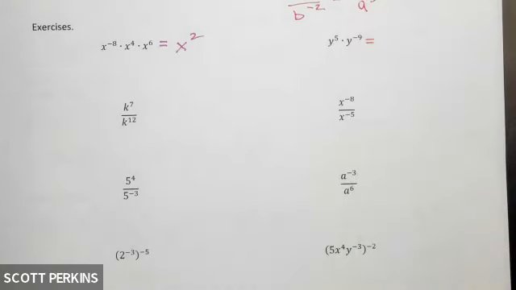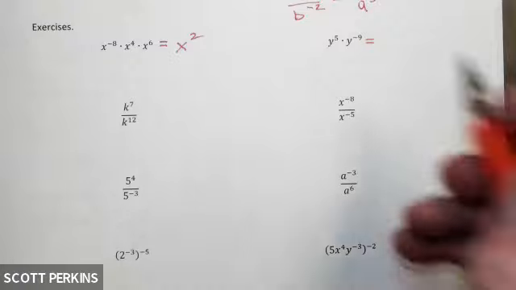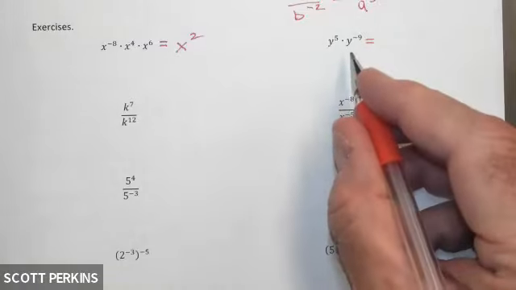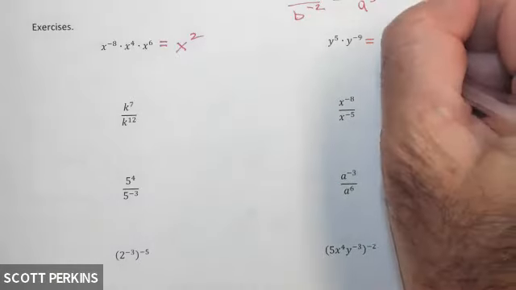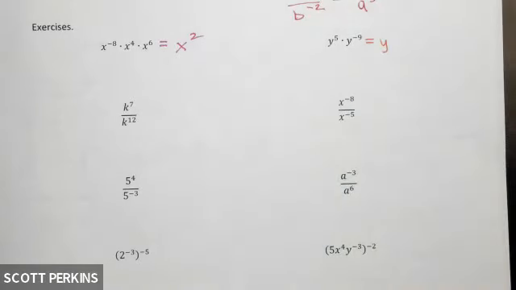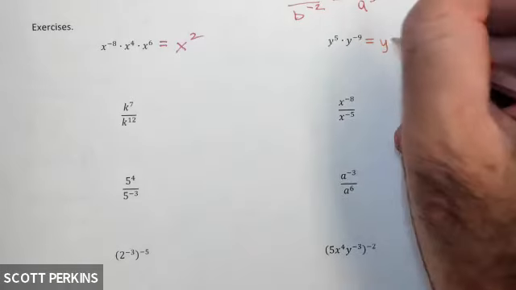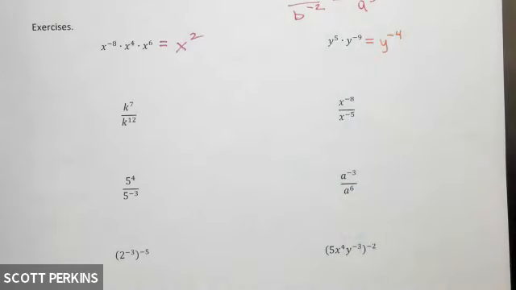Again, it's another product rule problem. So when I multiply my bases, I'm going to add the exponents. So my base stays y. And what do I get when I add 5 and -9? That becomes y to the -4th. Great. Okay, before I move on, you're not quite done.